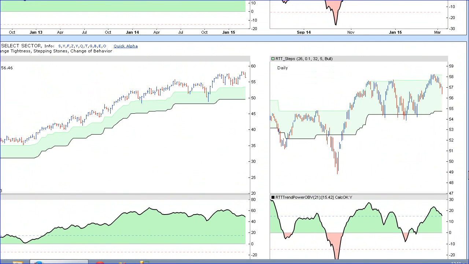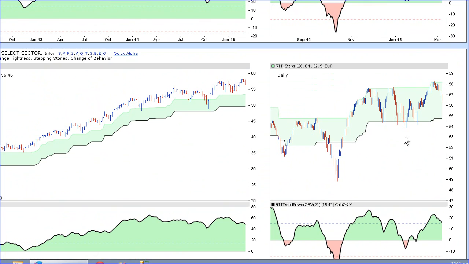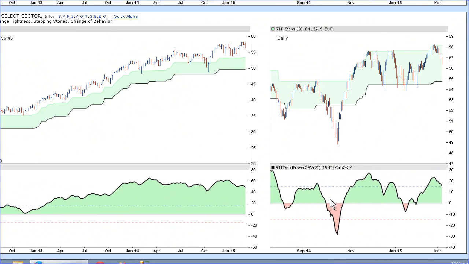Okay, now here's a nice pattern. Here we have XLI Industrials. Here's an important characteristic of the stepping stone that all members should understand. The RTT trend power OBV, it's a mouthful, smashed down to below minus 15, then smashed back up. That was literally a bit of a buy there. But what's important here, see how this daily stepping stone maintained its form and didn't break? It's because this was a shakeout. The fact that the price smashed down and smashed back up and busted stops was a shakeout by the strong bulls on the weak bulls, and it recovered.